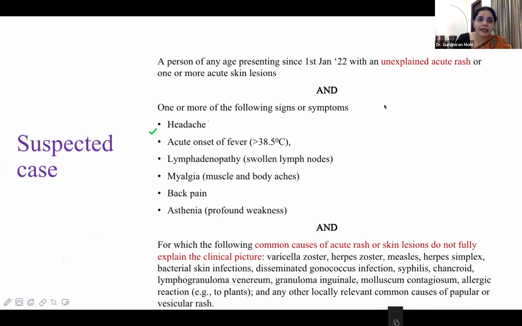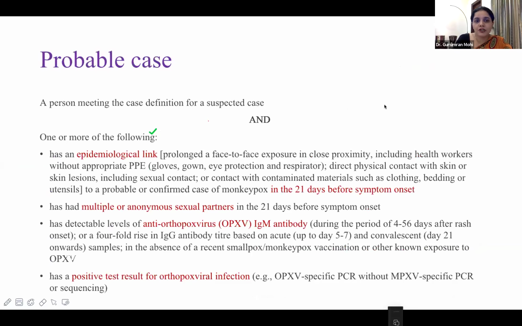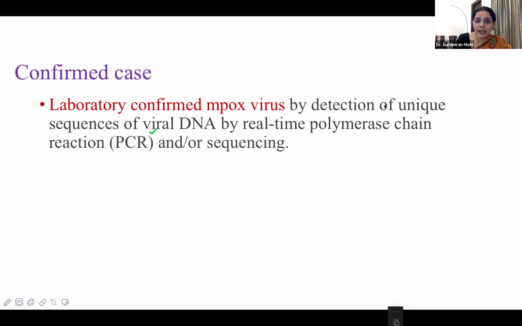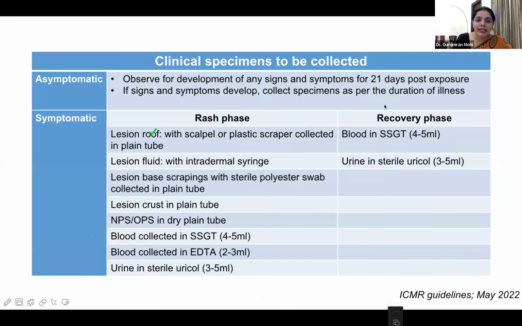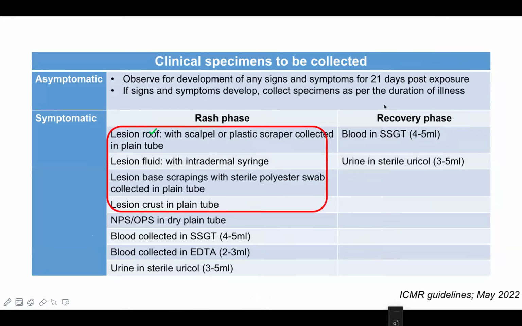And then eventually, probable cases, if he or she has some epidemiological link, or multiple sexual partners, or we have IgM antibody positive, and then a positive result with PCR. So for the lab confirmed case, the most commonly used lab investigation is the real-time PCR. And this is very important for the MD students: what samples to take in the mpox patient.